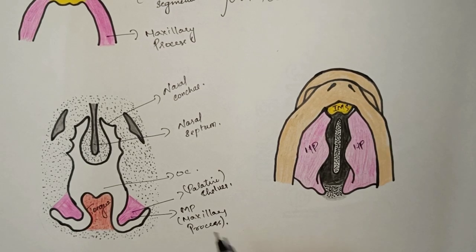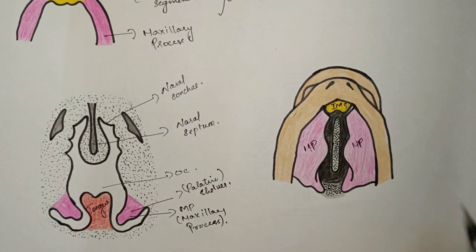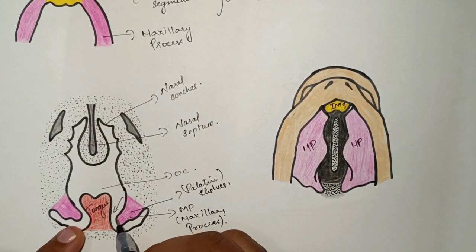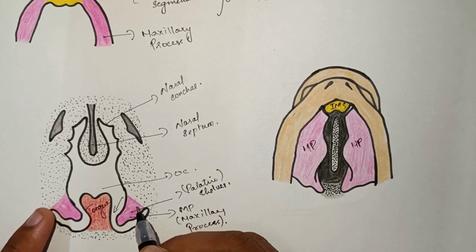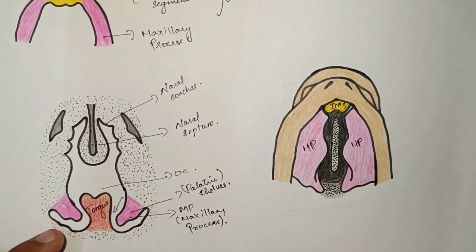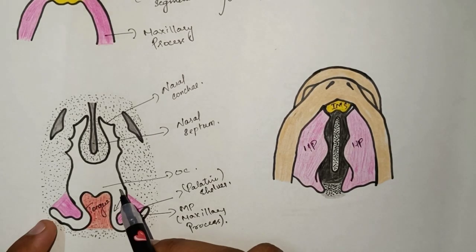These appear in the 6th week of development. Once they appear, they are directed obliquely downward on each side of the tongue, as I have drawn here. See, I have drawn it a little slanting, facing downward, right? The outgrowth will start and reach the tongue on both sides.